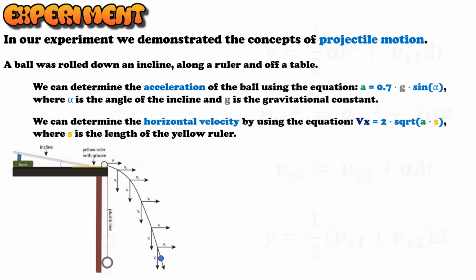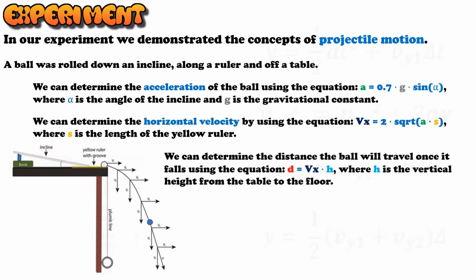We can determine the horizontal velocity by using the equation Vx equals 2 times the square root of a times s, where s is the length of the yellow ruler. We can determine the distance the ball will travel once it falls using the equation D equals Vx times T, where h is the vertical height from the table to the floor.